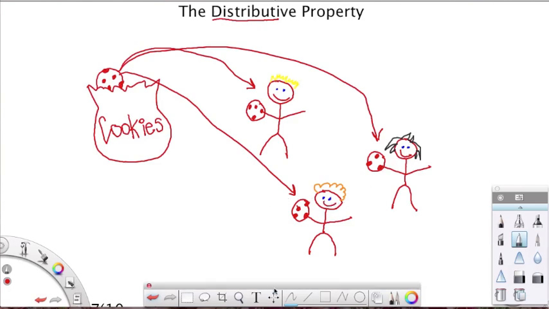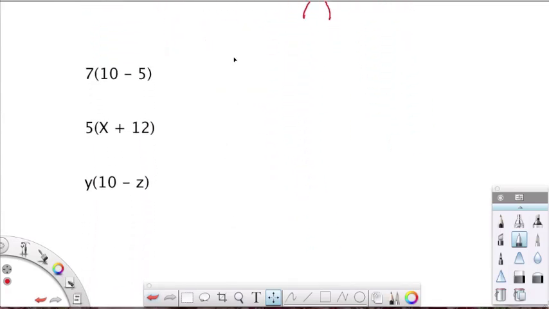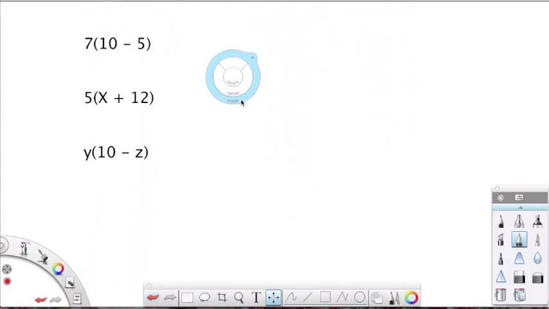Okay? Well, in the same vein, mathematically, we do the same type of thing. Now let's look at this mathematically. When we distribute something, we have 7 times the difference of 10 minus 5. Now, I know we've been taught, and this is very accurate, to just do 10 minus 5, which is 5, and then we bring down the 7. 7 times 5 is 35.